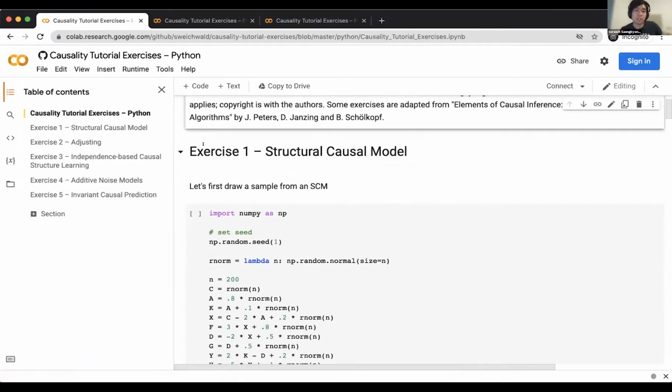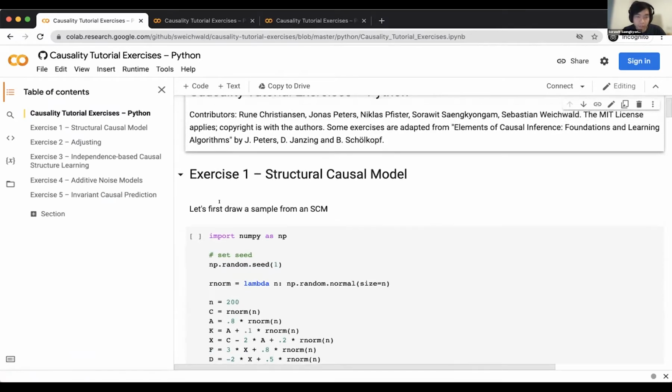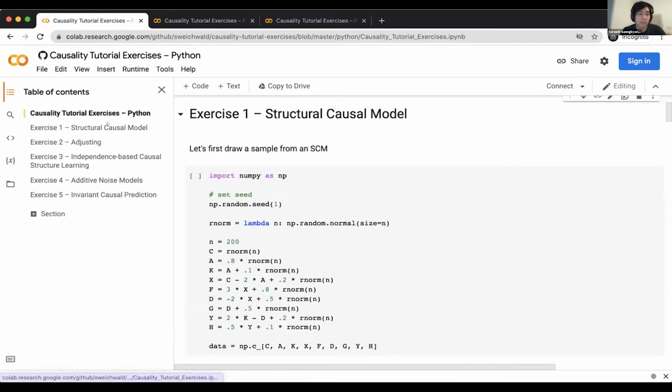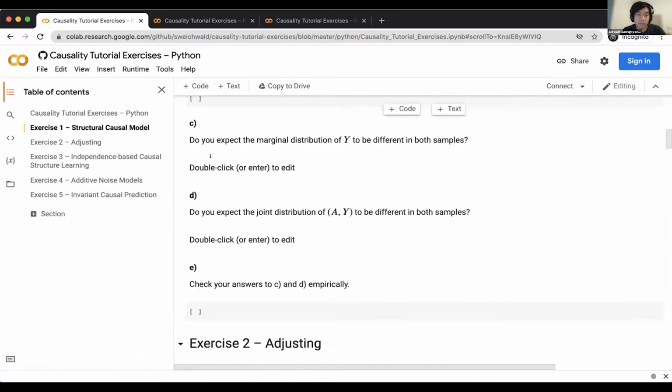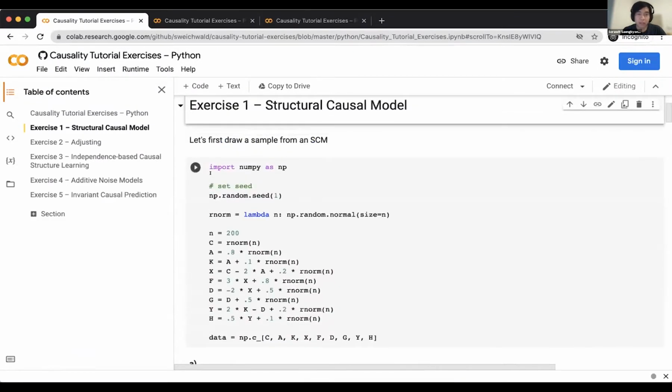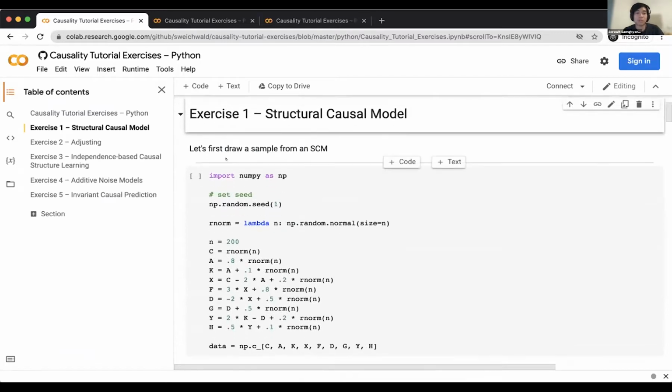Yeah, so here we actually have 5 exercises, but today we're going to go through only 3 of them. But for this session, we will focus on the first one, the structural causal model. So you basically have to do this exercise 1, structural causal model.